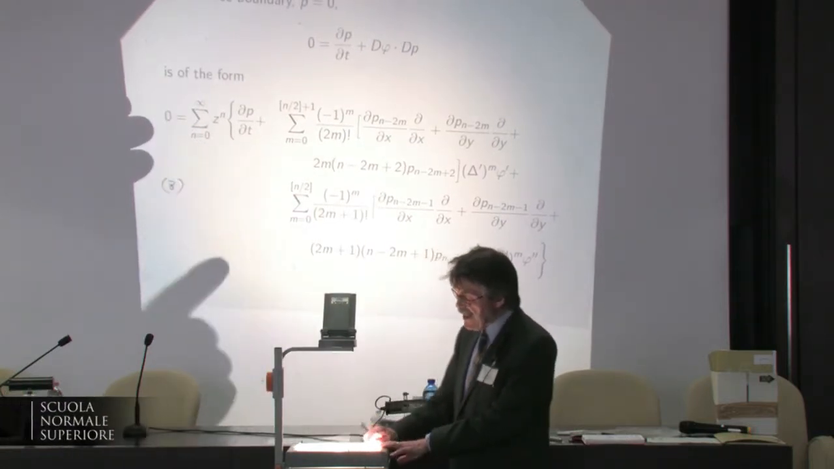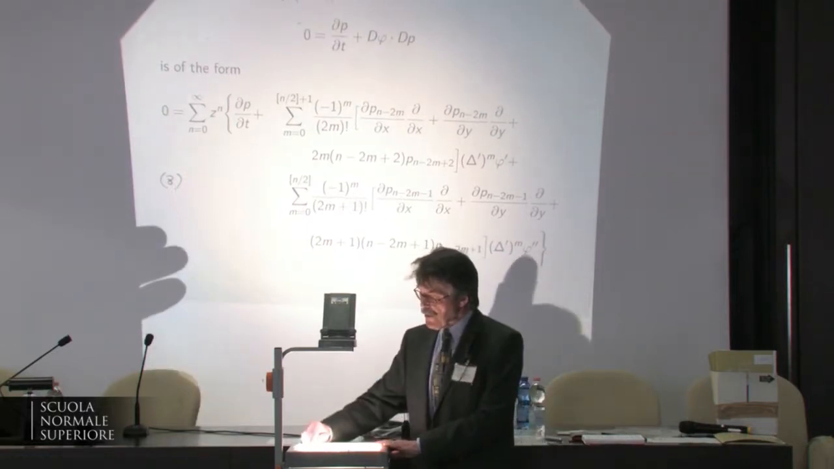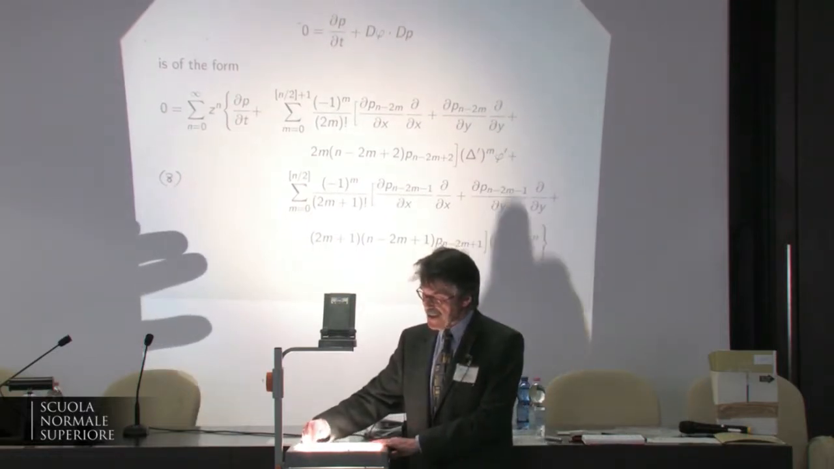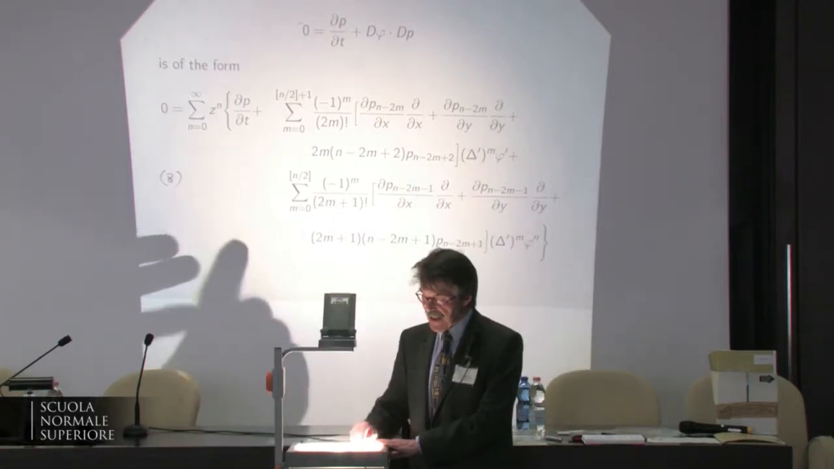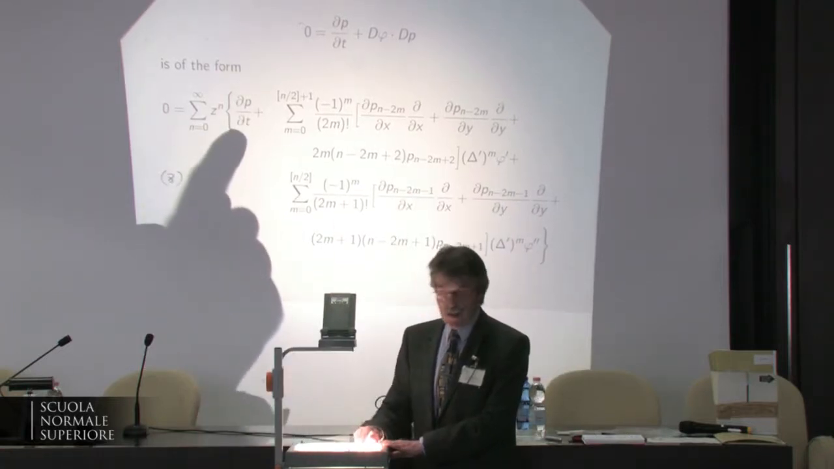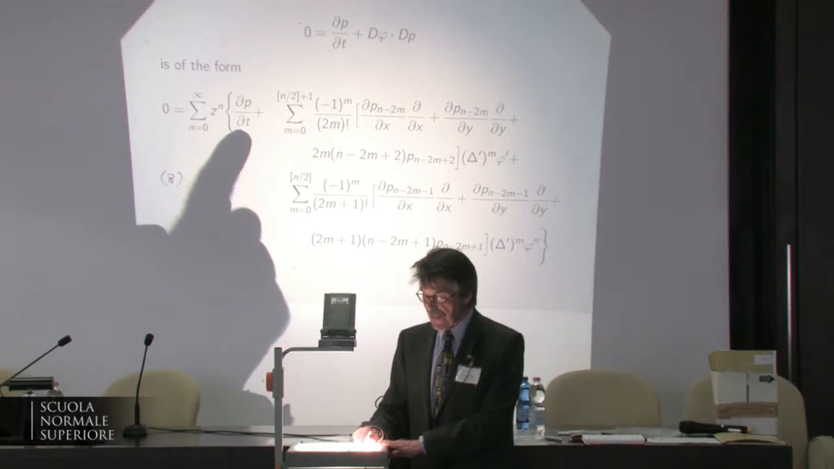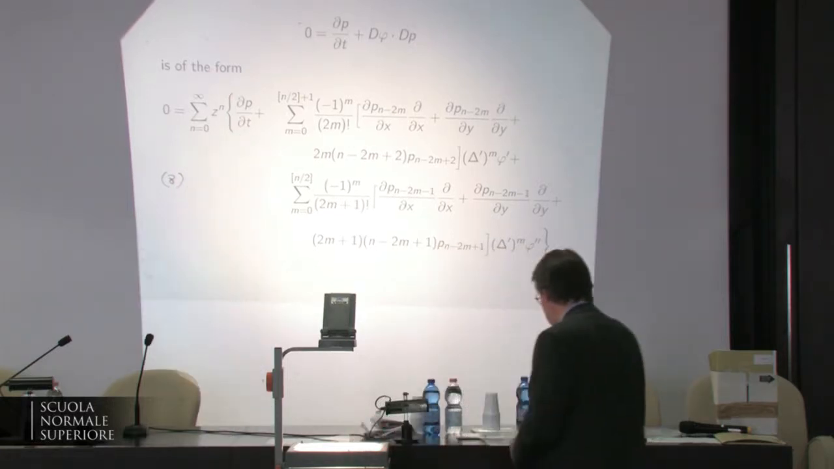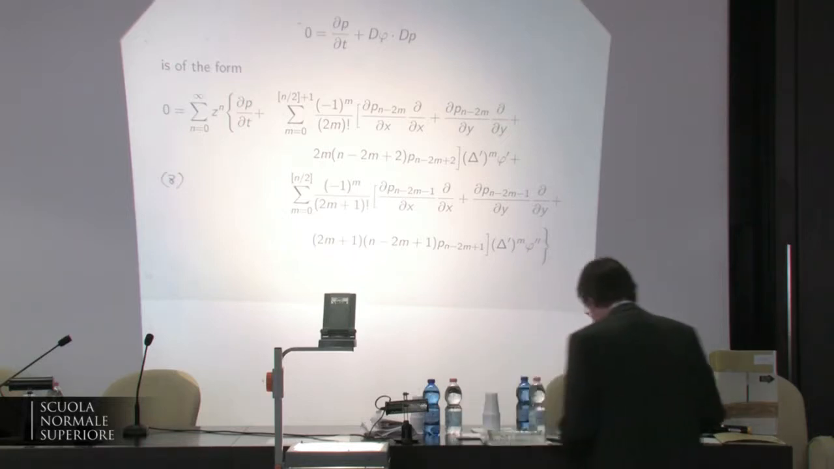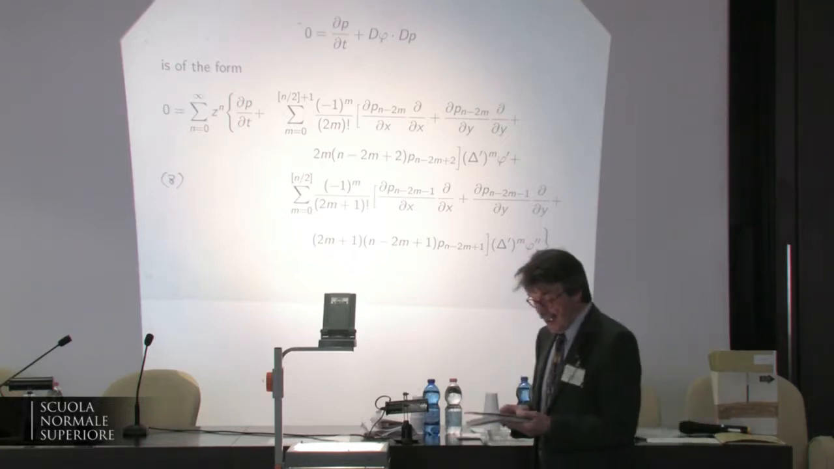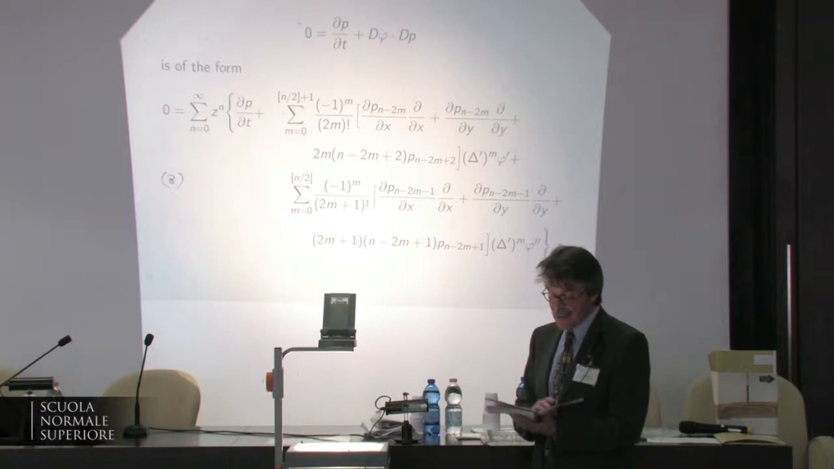And again, if you look here, phi appears only as phi prime and phi double prime, nothing else. And of course, you have the function p in it. So the next step is this.